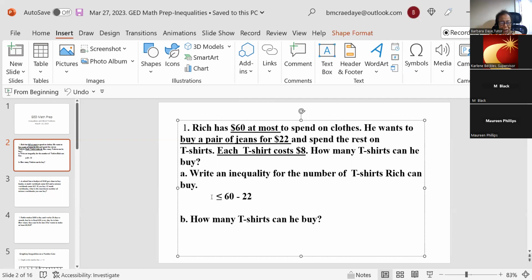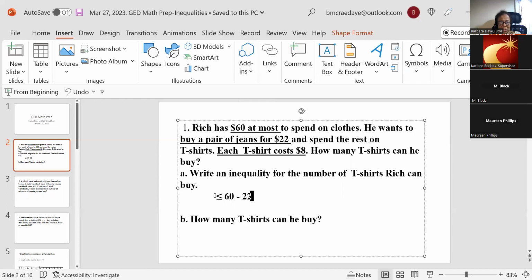Now you need to pick a variable for your t-shirts, right? Can you do B? Yeah, you can use B. So how much is each t-shirt? $8. So what would you put here in front of this inequality? I would put B8 or something like that.